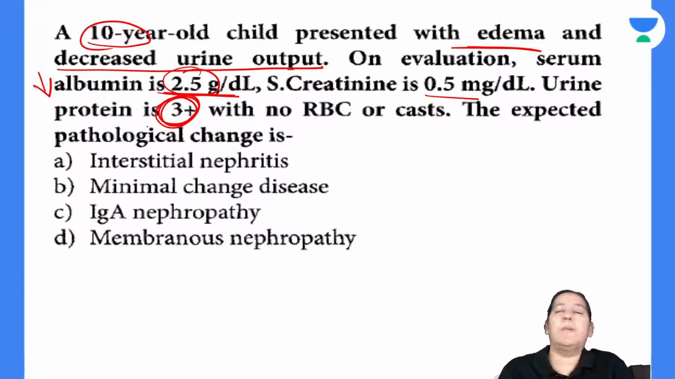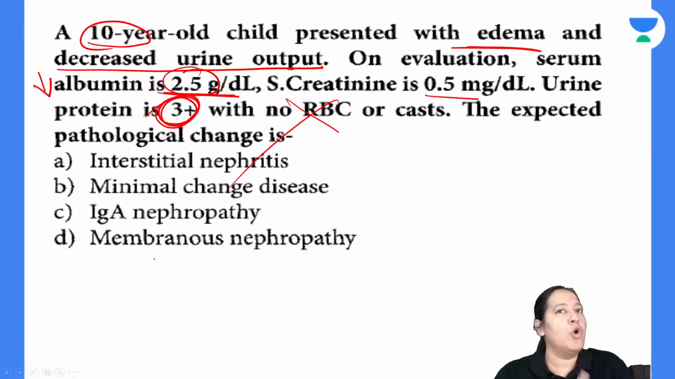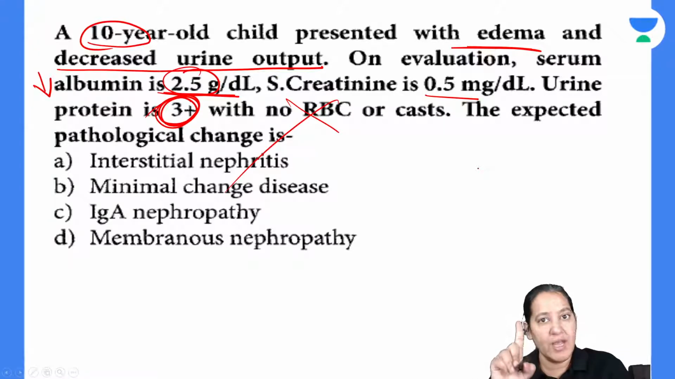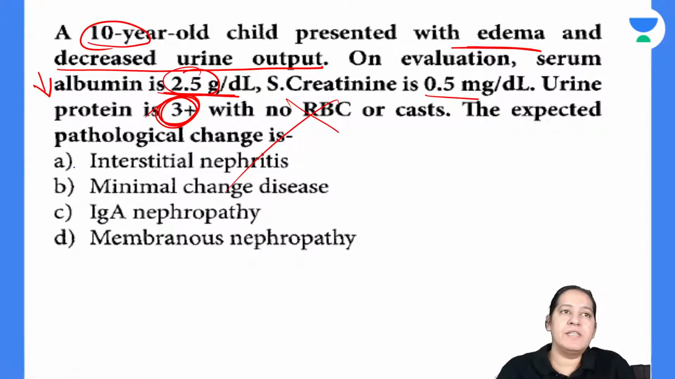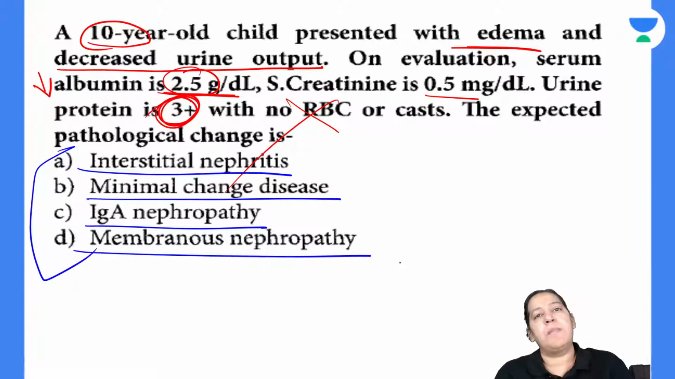Urine protein is 3 plus. Grade 3 proteinuria, severe proteinuria, but no RBC, no hematuria. So severe proteinuria, no hematuria, and hypoalbuminemia in a child indicates what? Four options are in front of you. Is it indicating interstitial nephritis? Is it indicating MCD? IgA nephropathy? Membranous nephropathy?